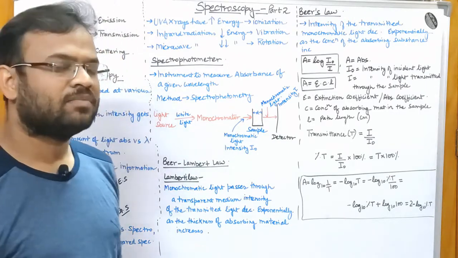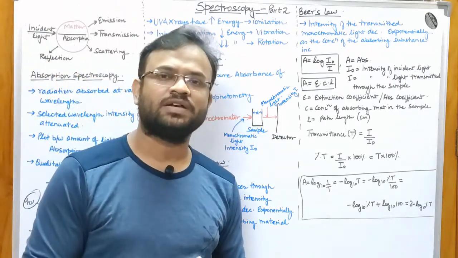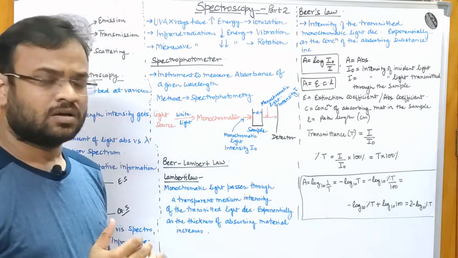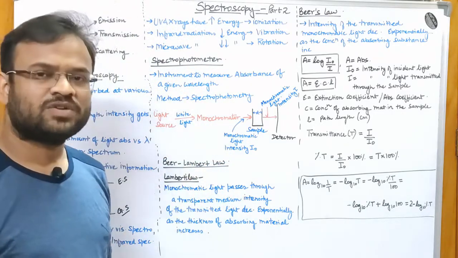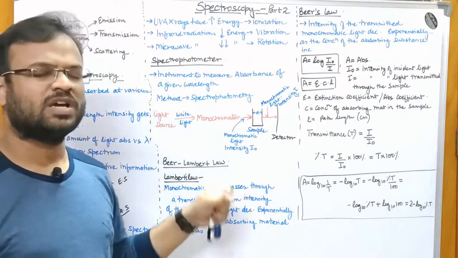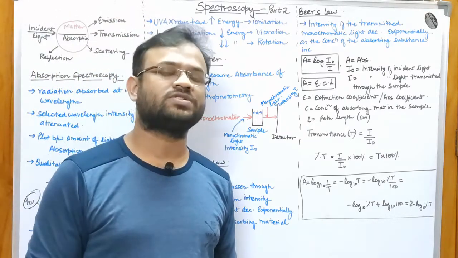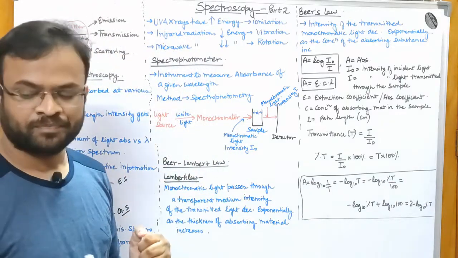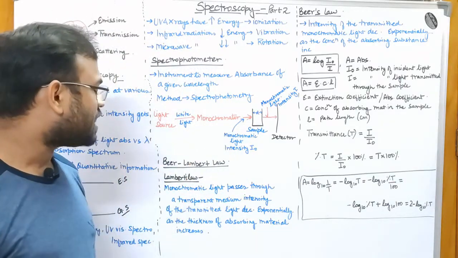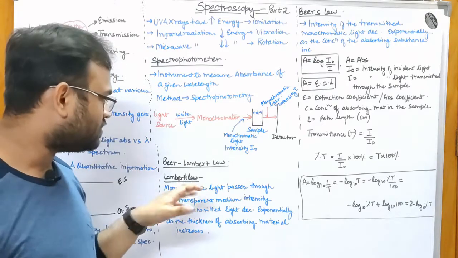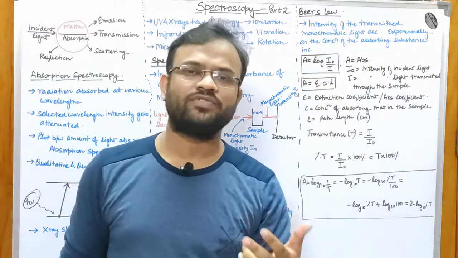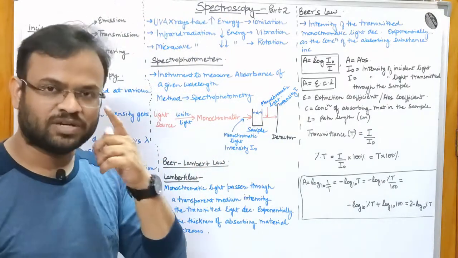Now coming to the Beer-Lambert law. This is an important application of absorption spectroscopy. You should be able to understand this pretty well, because this is extremely important. A lot of questions, a lot of numericals, are asked from this concept only. So what is the Beer-Lambert law? Lambert and Beer are two scientists, so Lambert's law and Beer's law are two different laws. We would understand each one of them.